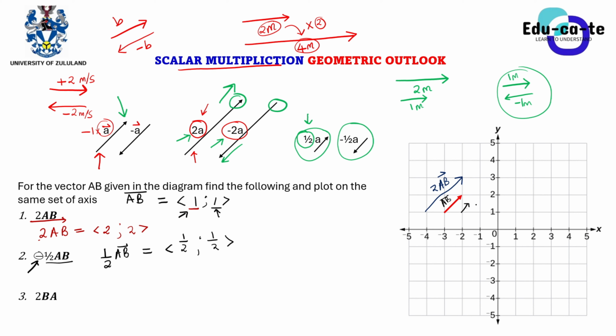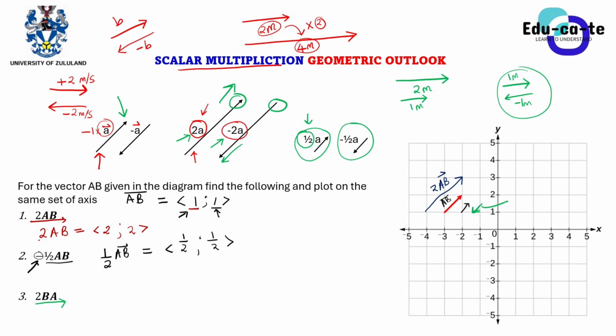But we want negative half of AB. So you have to multiply this by -1. If you multiply this by -1, it just has to change its direction. Otherwise, it will have the same size. But the direction is something like this. Okay, so basically, this is how you represent the scalar multiplication using geometry. So geometrically, if we look at it at the Cartesian plane level, that's what it means to multiply by a scalar, a number. And then number 3, you've got 2BA.